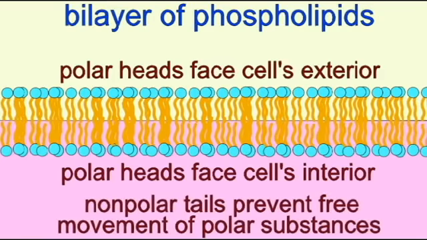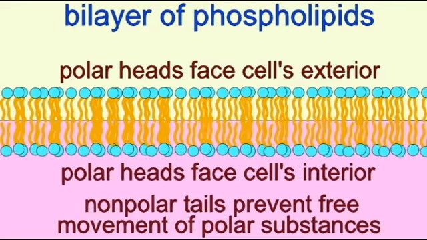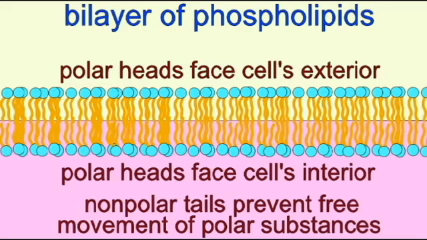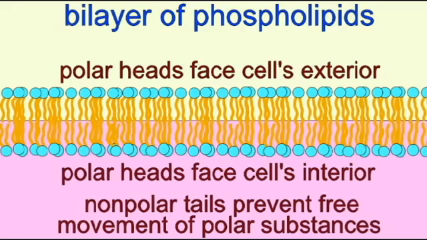And as a result, the cell membrane can be selectively permeable. Things cannot pass freely back and forth across the cell membrane without the regulation of protein channels and transporters.